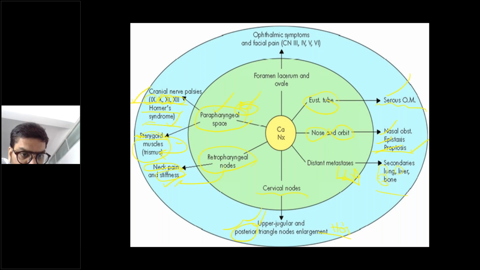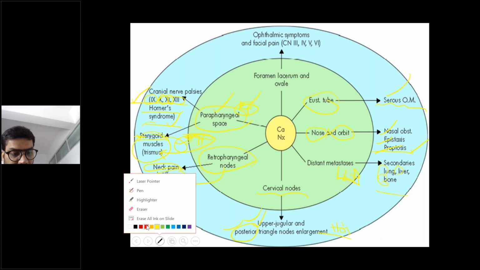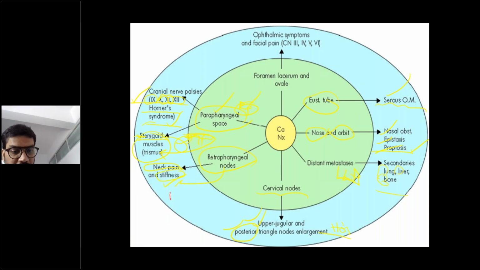Pterygoid muscles are present in the infratemporal fossa. Where is the infratemporal fossa? It is just below the middle cranial fossa. If you take this as the middle cranial fossa, below it will be your infratemporal fossa. The spread can occur anywhere to anywhere. You should remember that. And you have the foramen lacerum and ovale.